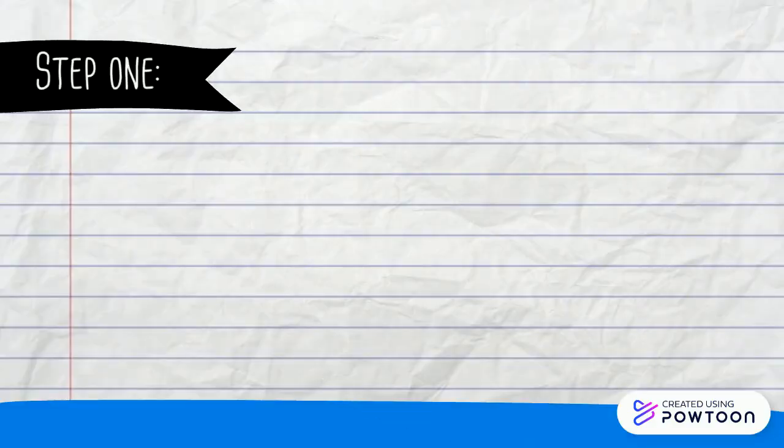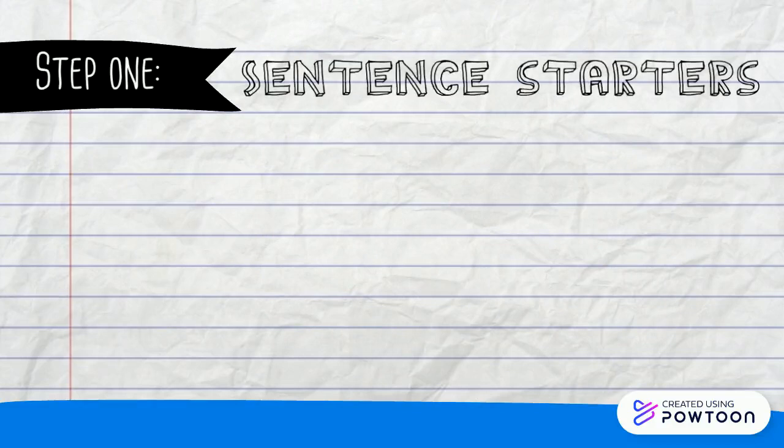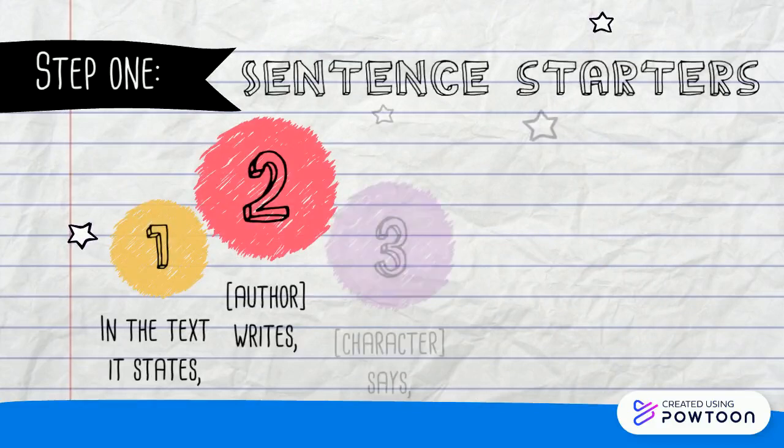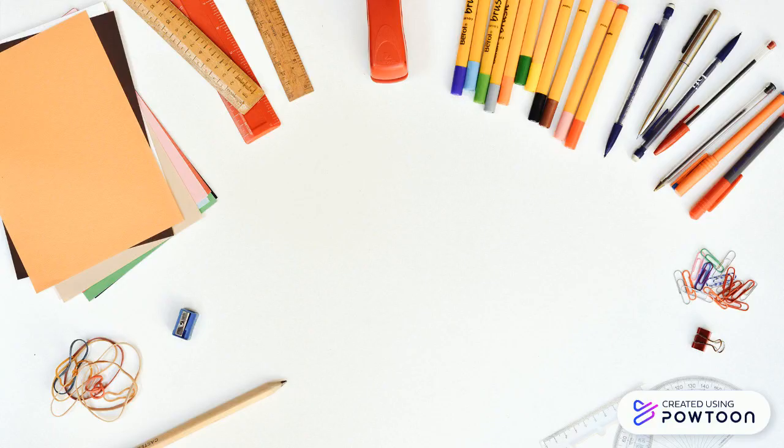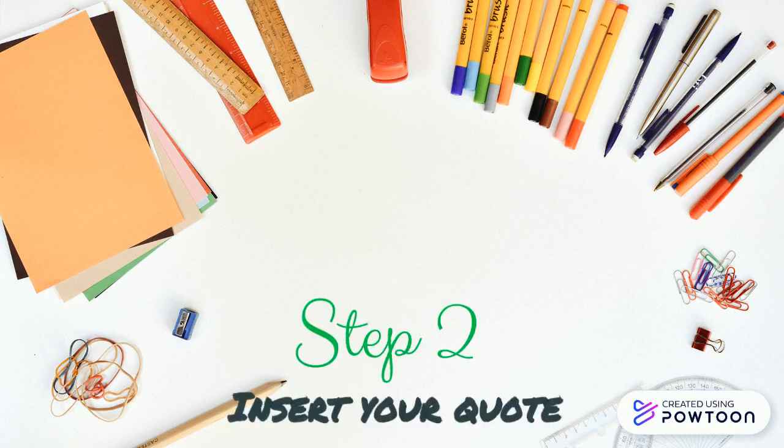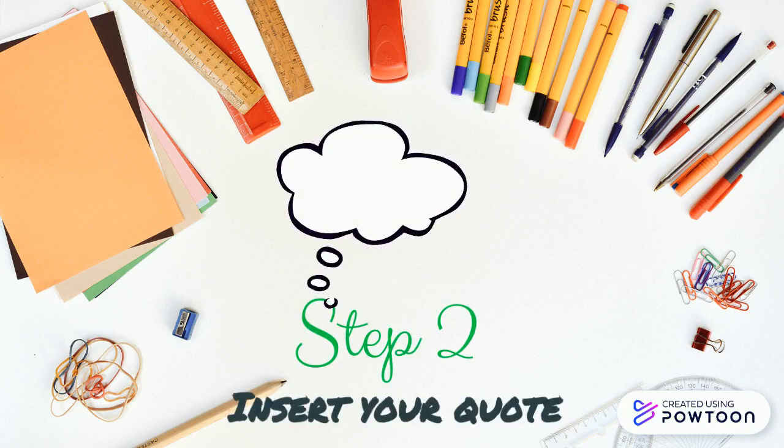You want to make sure when you're using evidence that you introduce the fact that you're about to have a quote. So the first thing you need to do is choose a sentence starter. There are some examples here, but you really have basically endless options in terms of how you want your sentence to start. Okay, so after your sentence starter, you're going to use quotation marks and then put the exact words of the quote from your text that you're using to support your point.